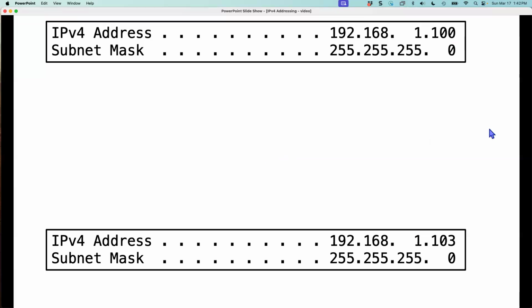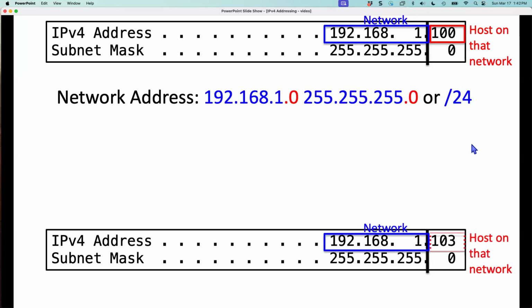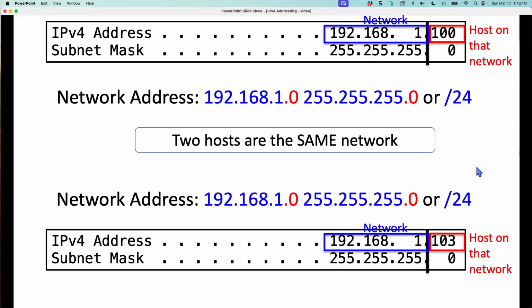Okay, so let's take a look here. This device here, 192.168.1.100, says, all right, there's my network portion, there's my host portion, doing that bitwise AND operation we just talked about, I'm on this network. This PC does the same thing. Network portion, host portion of its address, does that bitwise AND operation, putting all 0 bits in the host portion, says I belong to this network. They both realize that they are on the same network.